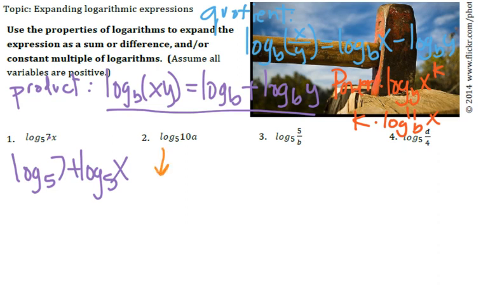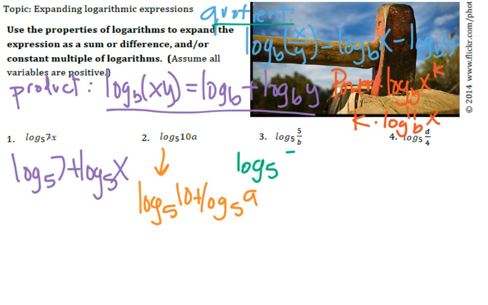Okay, number 2, same idea, 10 times a, so I go log base 5 of 10 times log base 5 of a. Oops, plus, not times, because they were multiplied, and we put a plus. Now on number 3, we have log base 5 of 5 divided by b, so now we're using the quotient rule. We go log base 5 of 5 minus log base 5 of b.